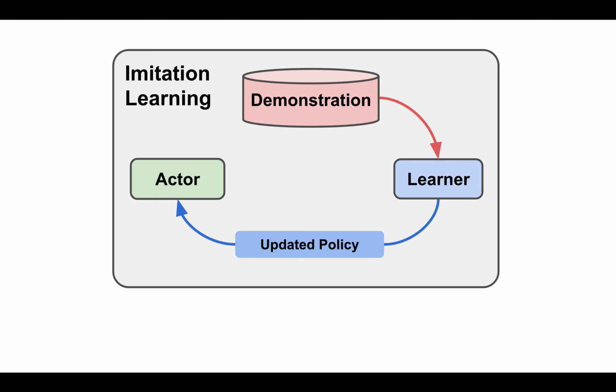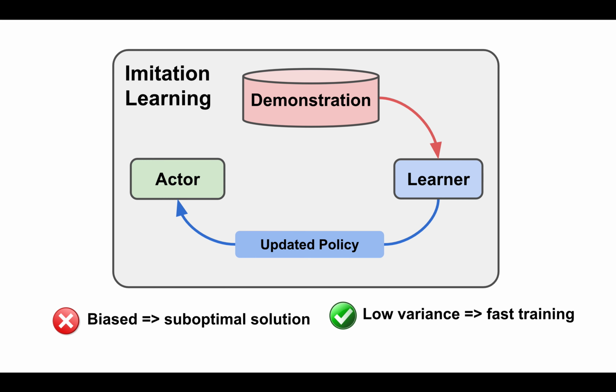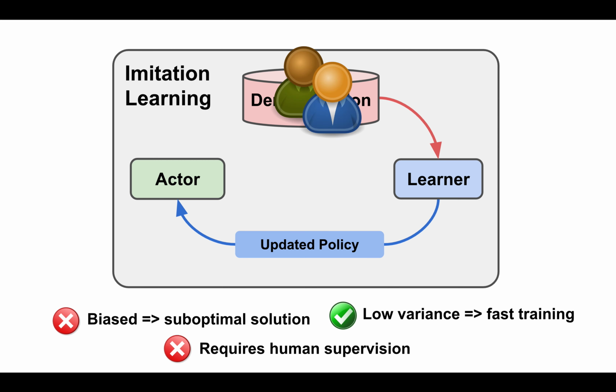On the other hand, imitation learning tries to learn from external demonstrations, using, for example, maximum likelihood training. The training is much faster, but because it is not directly optimizing the expected rewards, the final solution can be suboptimal. It also requires human supervision, which is usually hard to get.